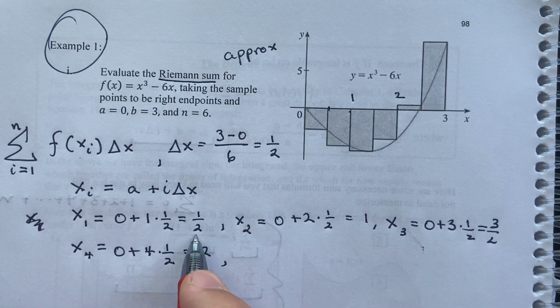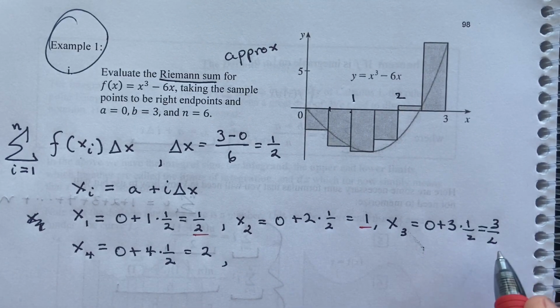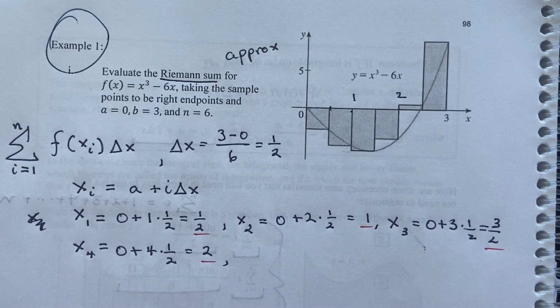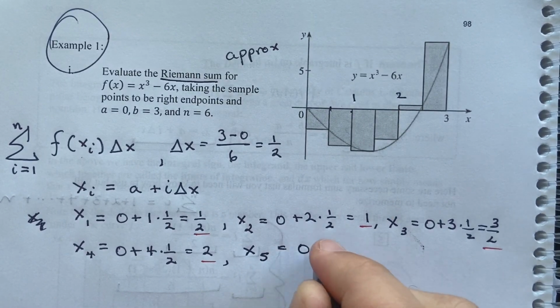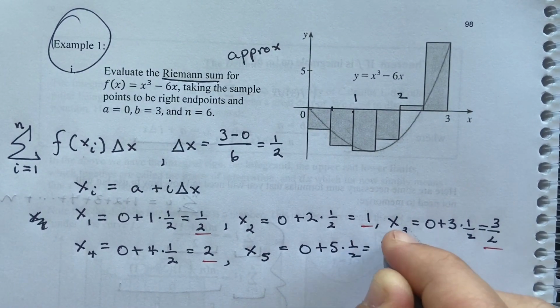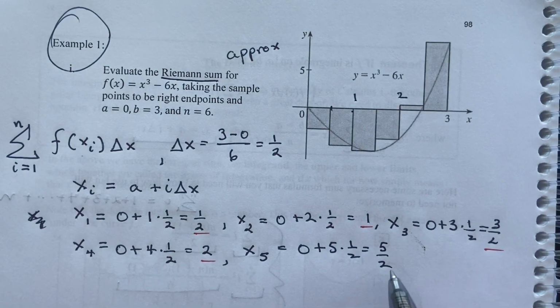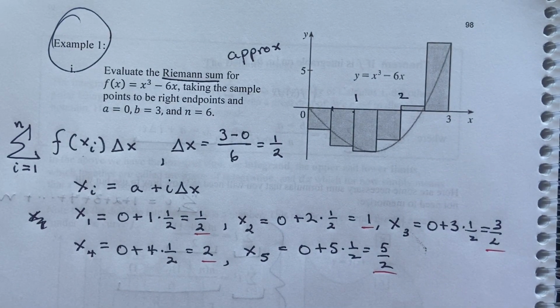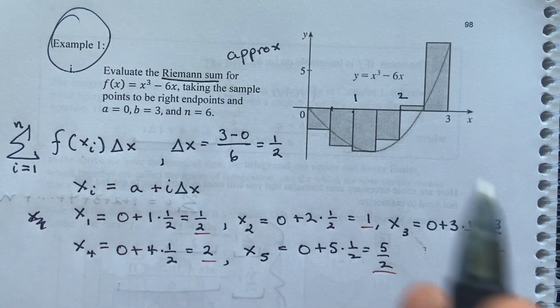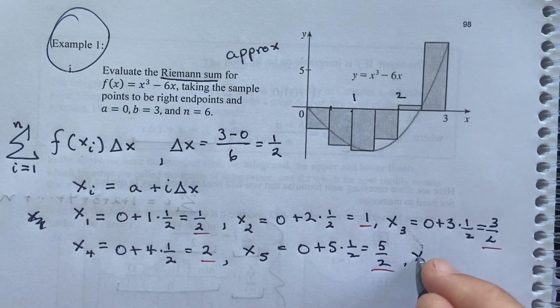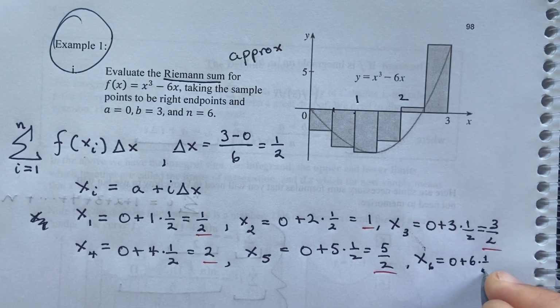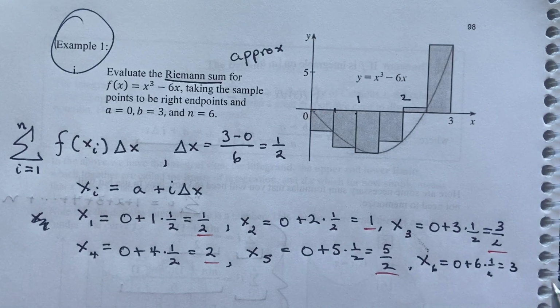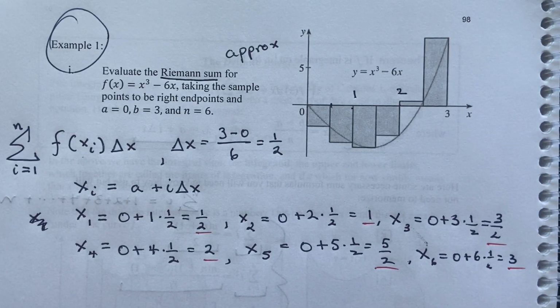Maybe I'll highlight these. So we're looking at this, this, this, this. X sub 5, 0 plus 5 times a half, in other words, 5 halves. And then x sub 6 is going to be our last one, since we're stopping at n equals 6. So x sub 6 is 0 plus 6 times a half, in other words, 3. Okay.